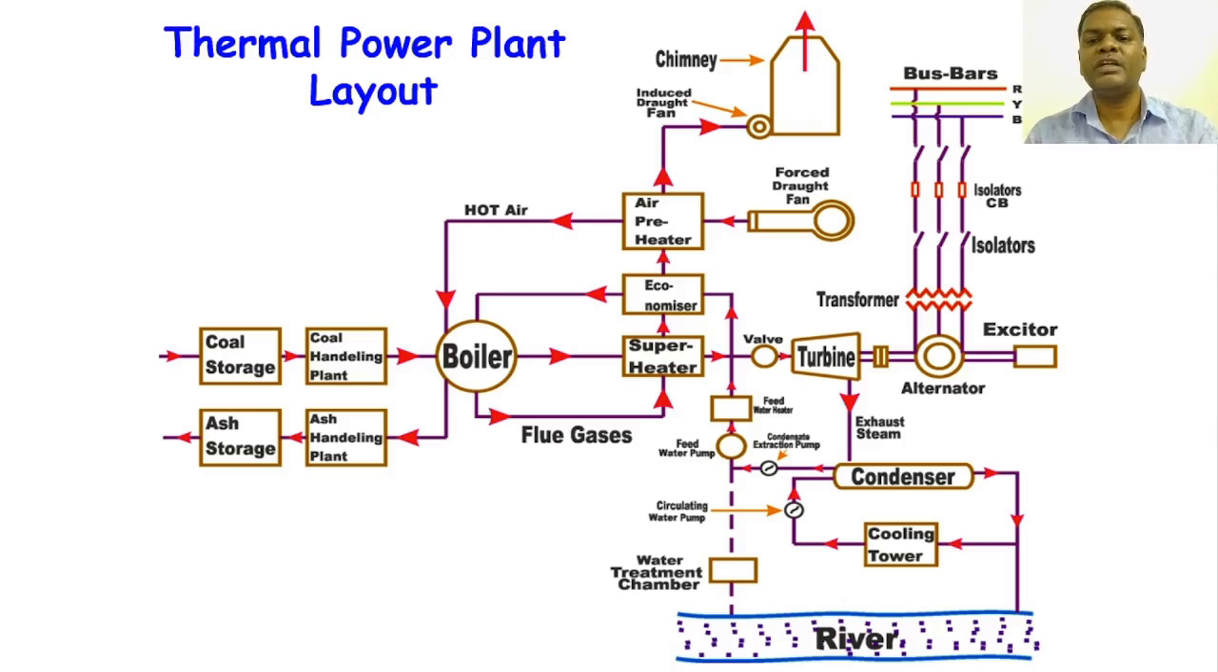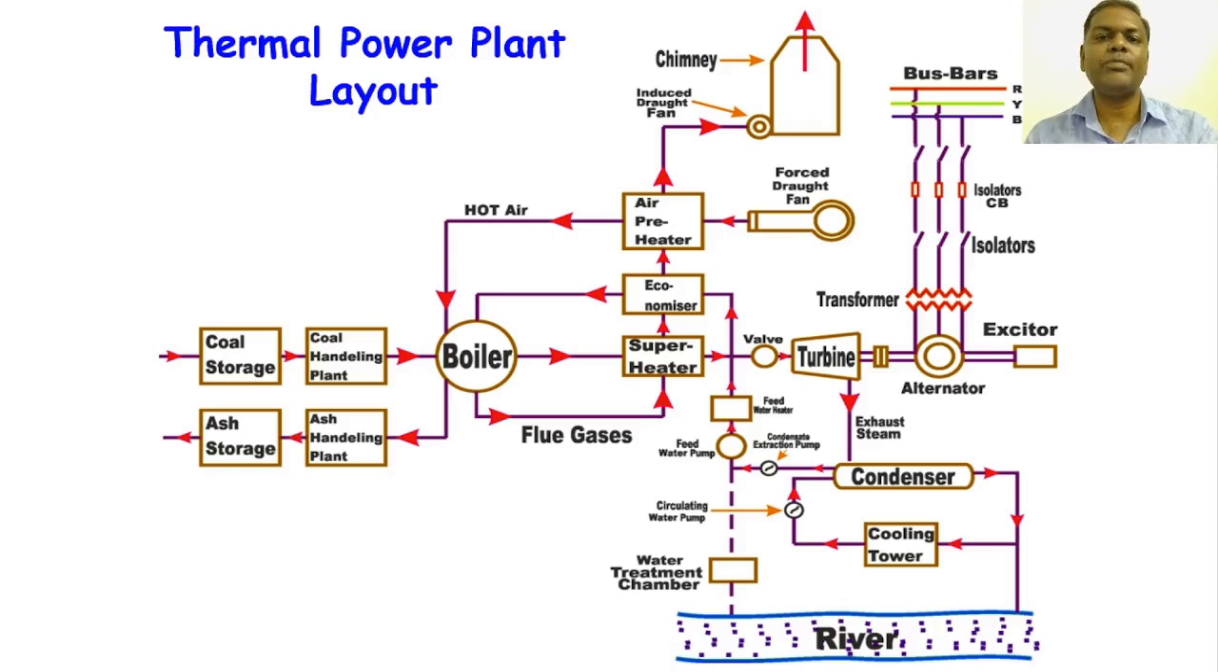Then from the turbine, we collect the exhausted wet steam. That steam is accumulated in the condenser. In the condenser, we utilize water from the river, and the steam is converted into normal water. From the feed water pump and then the condensate extraction pump, the water is collected and given to the economizer. From the flue gas, the temperature of the water increases, and it is given to the boiler. Again, this is the continuous process used in the thermal power plant.